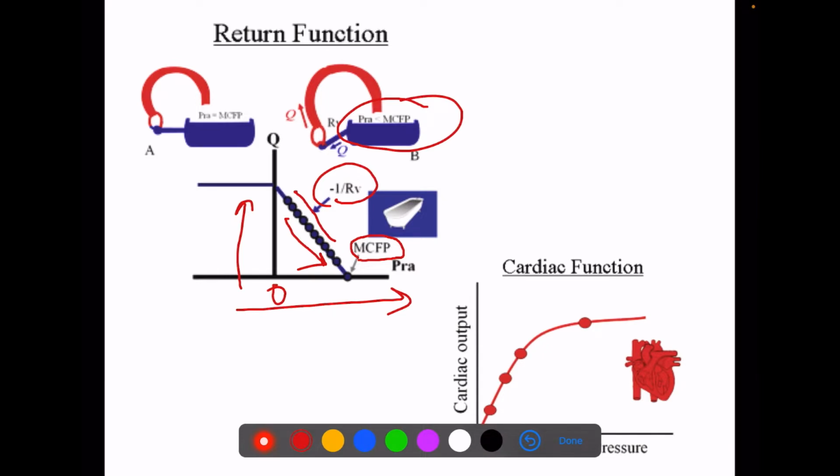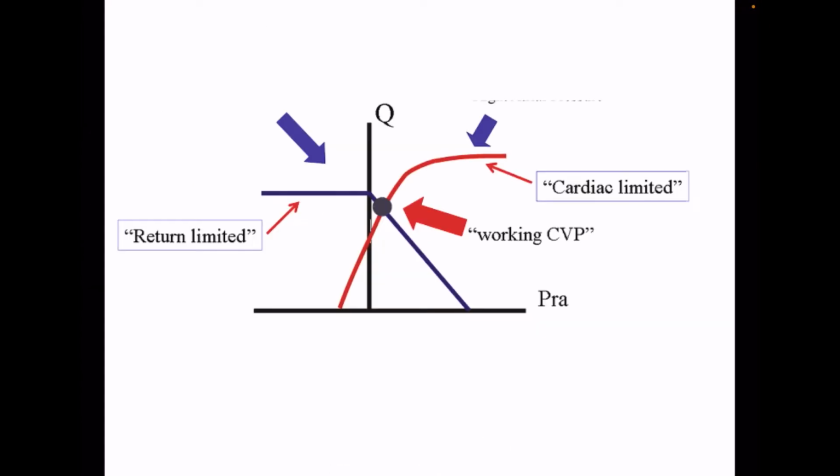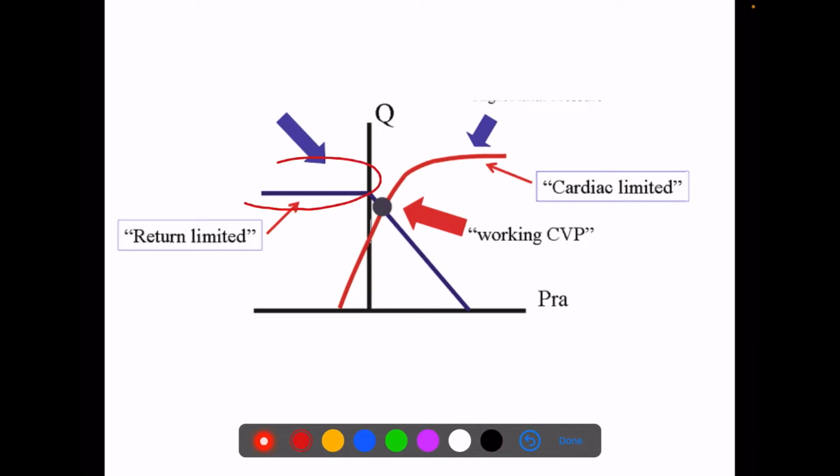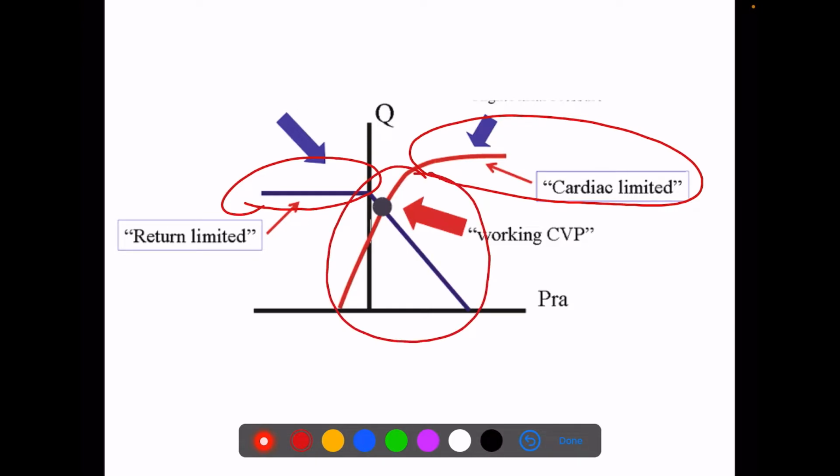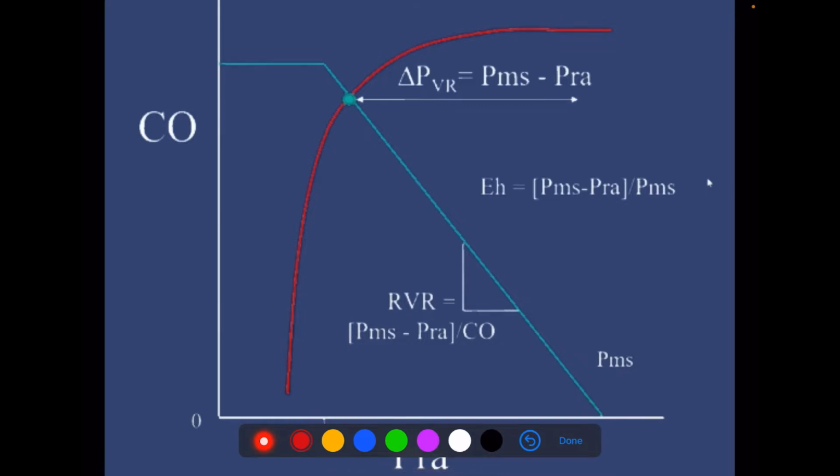The next we have is the cardiac function. This graph is well known. This is the Starling's curve, the right atrial pressure and the cardiac output. Now if we superimpose both the graphs, what we see is on the left side you have the venous return limited, on the right side you have the cardiac limited, that is the contractility limited graphs. What we work out is during this part. Where these two graphs cross is called the working CVP, that is the CVP of the particular patient which is actually being maintained.